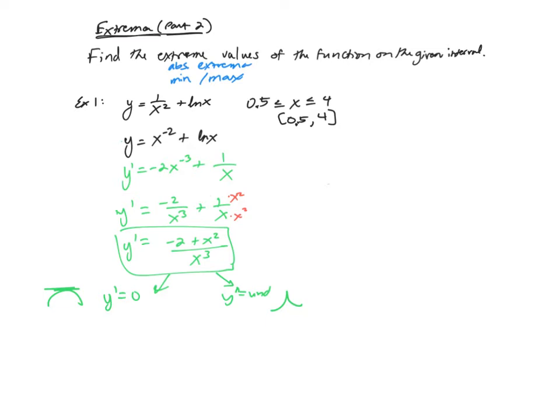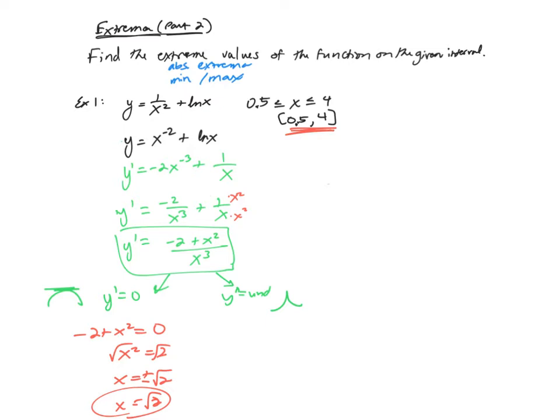So the derivative equal to 0 is going to be, for a rational function, when the numerator is equal to 0. You can set the whole thing equal to 0, and then multiplying by x cubed is going to cancel out on both sides. So I'm going to go ahead and put -2 plus x squared equal to 0. That's going to give me x squared equals 2, which gives me x equals positive or negative square root of 2. I'm noticing that the negative square root of 2 is outside of my interval, so the only one I'm going to carry over is x equals positive radical 2.